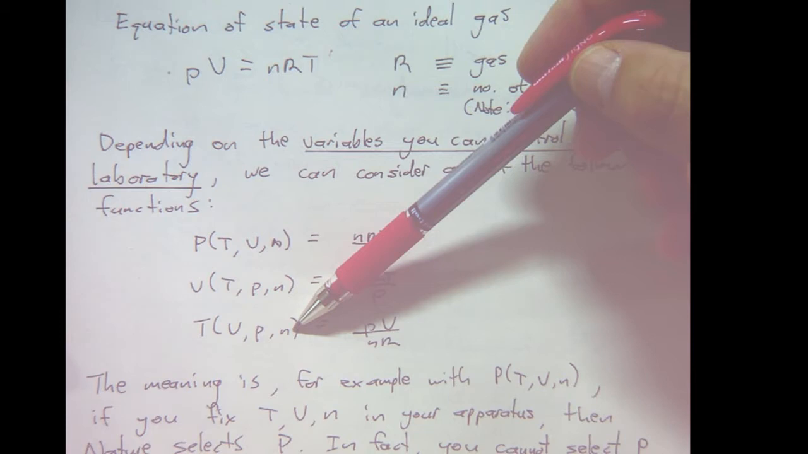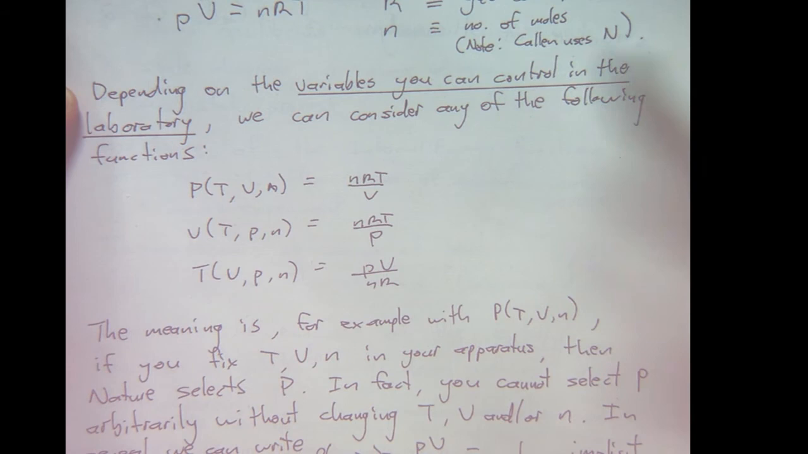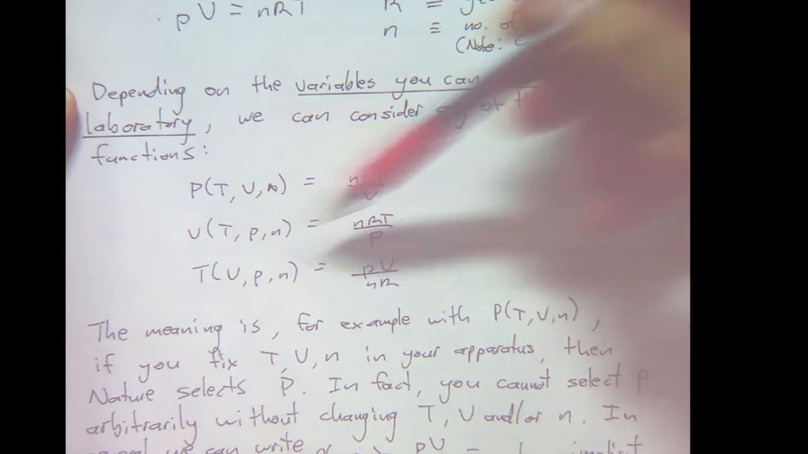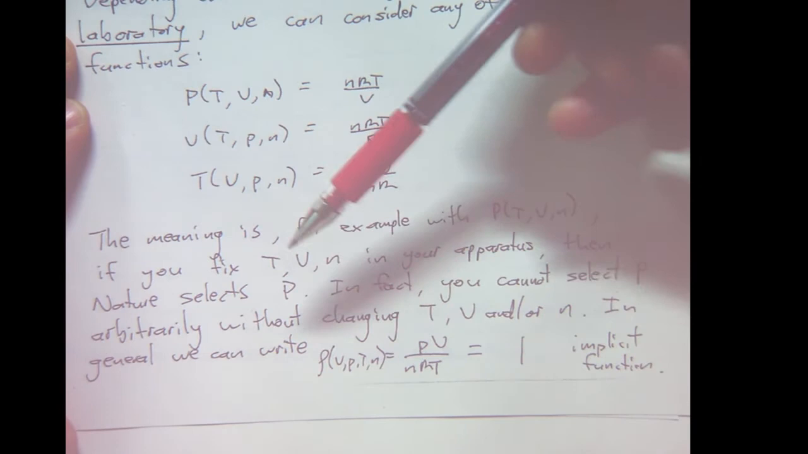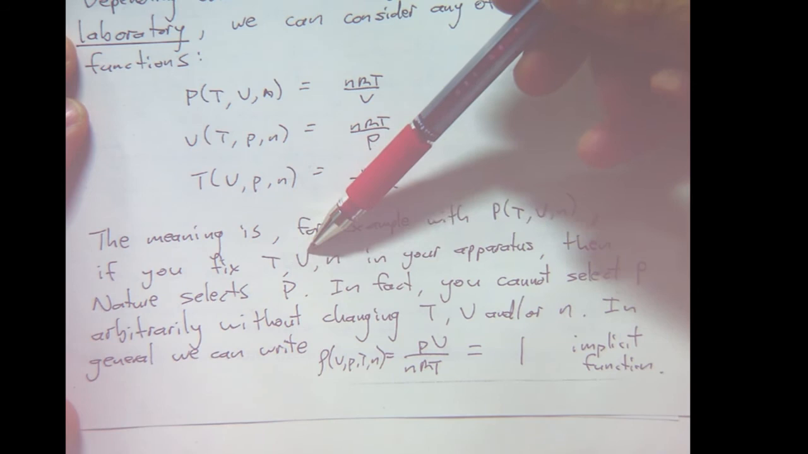So, really one of the things that makes thermodynamics a little bit tricky is that depending on which variables you control, the equations look completely different. Now, the thing is that if you control T, V, and N, that means in your apparatus, you set the temperature, you set the volume, you set the number of moles, and then you cannot set the pressure. The pressure is set by nature.